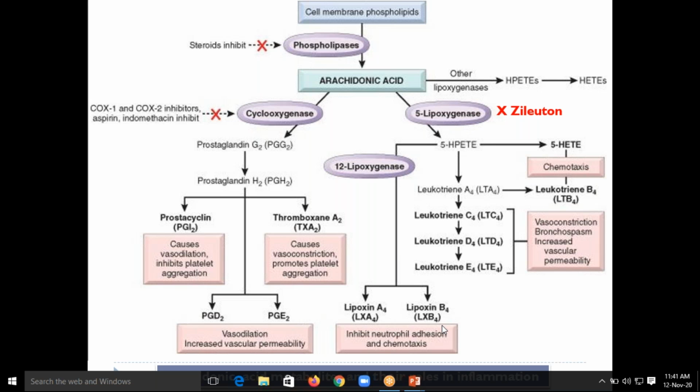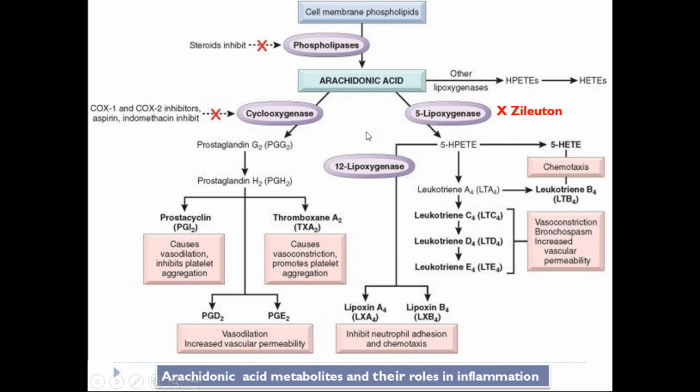So prostaglandin I2, D2, E2 will cause vasodilation and increase vascular permeability, whereas thromboxane A2 will cause vasoconstriction and promote platelet aggregation. Whereas lipoxin A4 and B4 will inhibit neutrophil adhesion and chemotaxis. Leukotriene C4, D4, E4 will cause vasoconstriction, bronchospasm, and increased vascular permeability, whereas leukotriene B4 will cause chemotaxis. Okay, so these are in brief the metabolites derived from arachidonic acid metabolism and from the cell membranes.